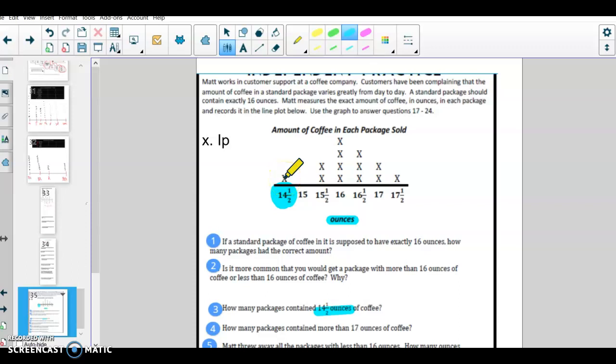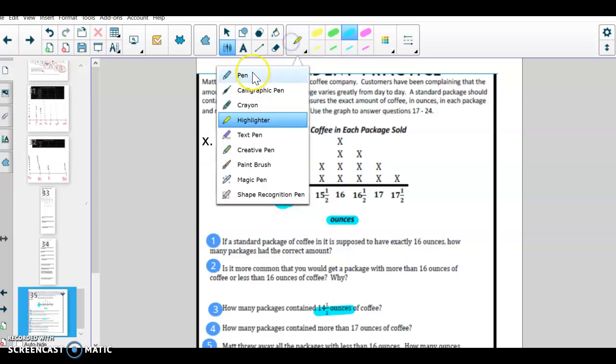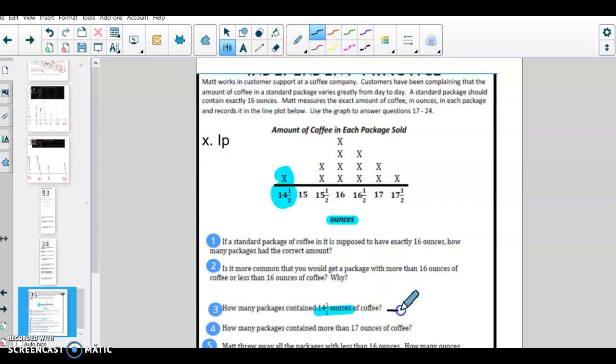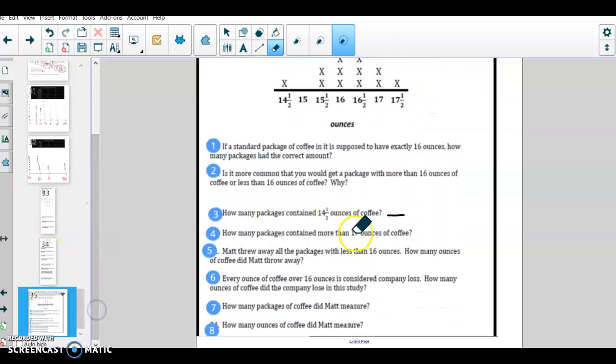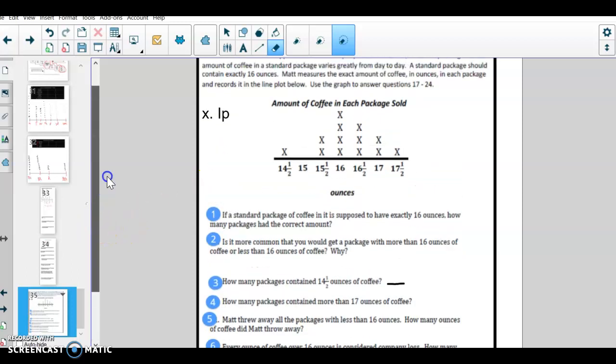Now I will look above it. Remember, each X represents one package of coffee. Well, this is how many packages are 14.5 ounces. Now I'm going to record my answer here and go formative for question number 3. All right, number 4. How many packages contained more than 17 ounces of coffee?